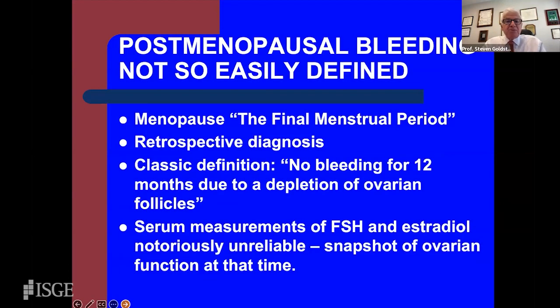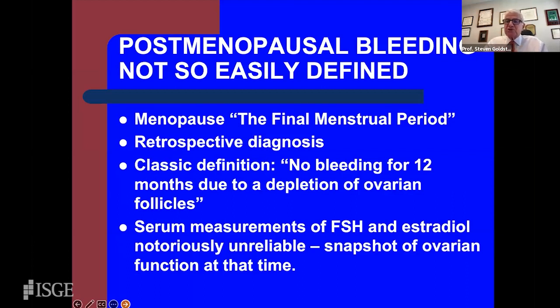Furthermore, postmenopausal bleeding is not so easily defined. We know that menopause is the final menstrual period, but obviously this is a retrospective diagnosis. No woman knows that the bleed she just got is the last one she will ever get. So we also use a classic definition of no bleeding for 12 months due to a depletion of ovarian follicles. Therefore, I hope you understand that a serum measurement of follicle-stimulating hormone or estradiol can be notoriously unreliable, because that is just a snapshot of ovarian function at that time.